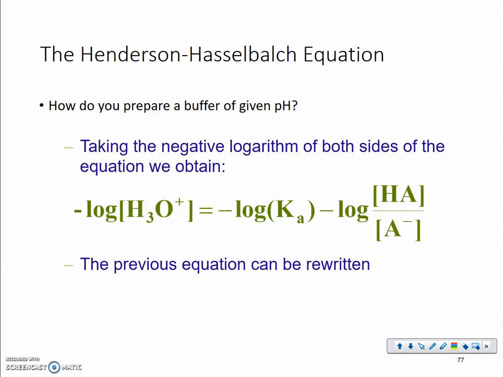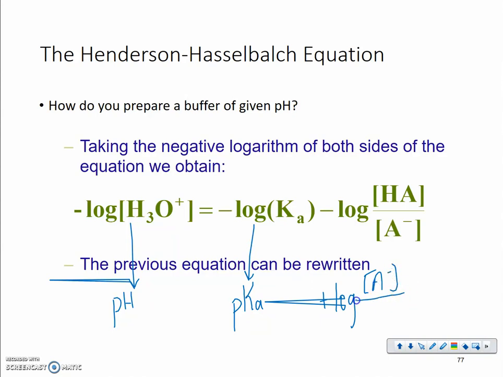If we take the negative log of both sides, we end up with this new equation using our log mathematical rules. And the negative log of H3O+, we know what that's equivalent to. That's equivalent to the pH. The negative log of a Ka is called, just like pH, pKa, minus the log of your HA over your A minus. You can also rewrite this as plus the log and flip those, so put your A minus on top and your acid on the bottom.